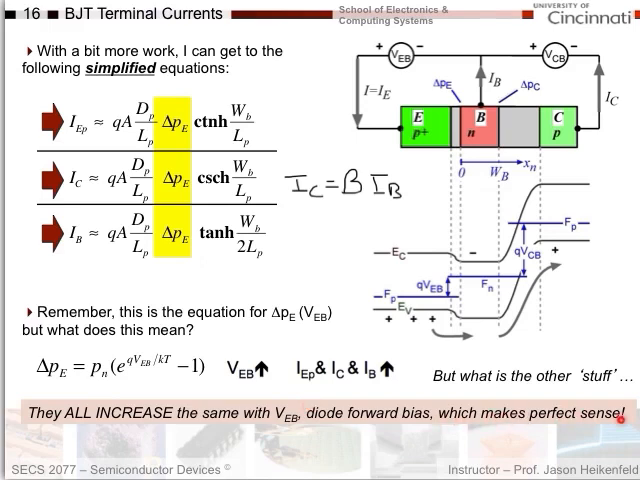So at this point we're left with all this other stuff though. So what is all this other stuff? So let's start to try to understand.